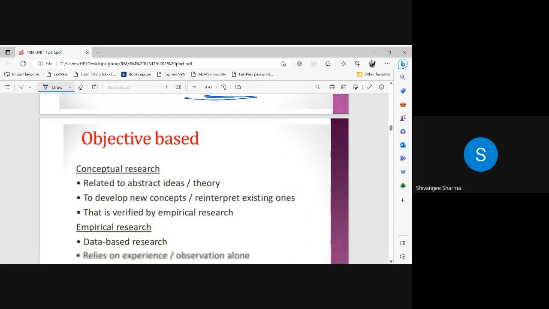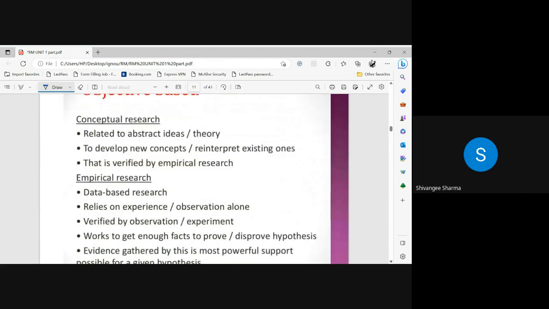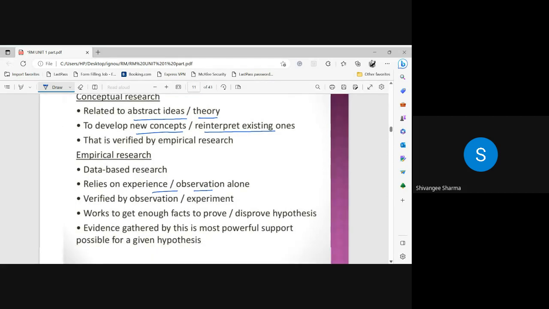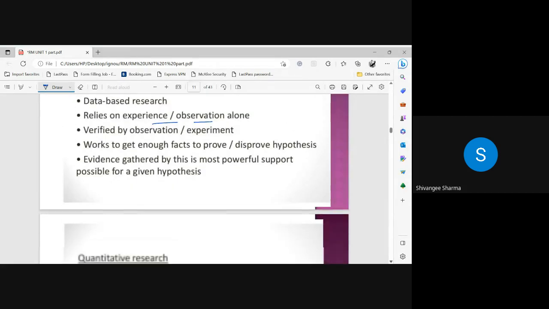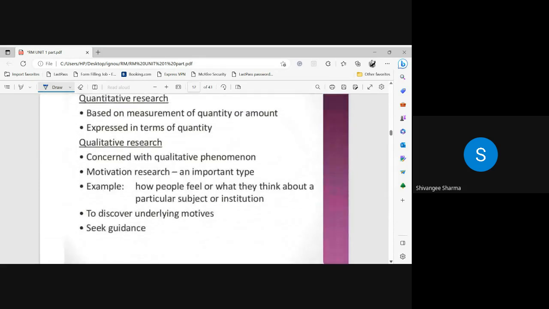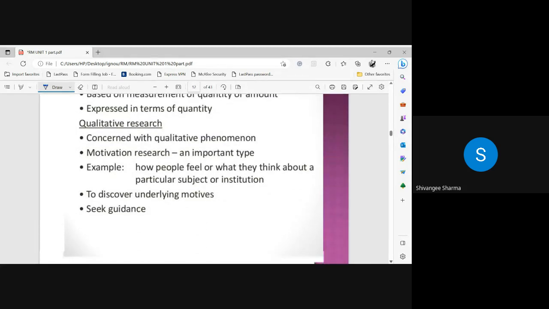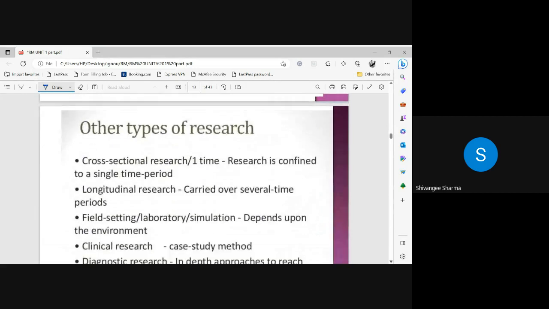Then conceptual and empirical research. Conceptual research deals with abstract ideas and theory, where you want to develop a new concept or reinterpret existing ones. So this is empirical: what is empirical research? Data-based research. It relies on experience and observation. Here, the tool questionnaire is very useful in empirical research. Then quantitative and qualitative, we have already discussed what quantitative and qualitative are.